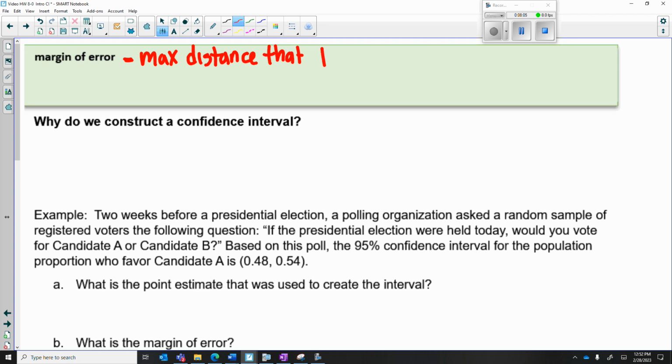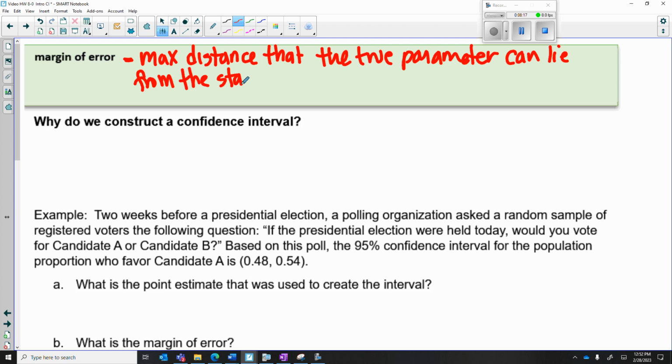that the true parameter can lie away from that sample statistic or estimator on either side. So we calculate the margin of error, and then we add and subtract that number, which we denote with ME for margin of error, on either side of the statistic.